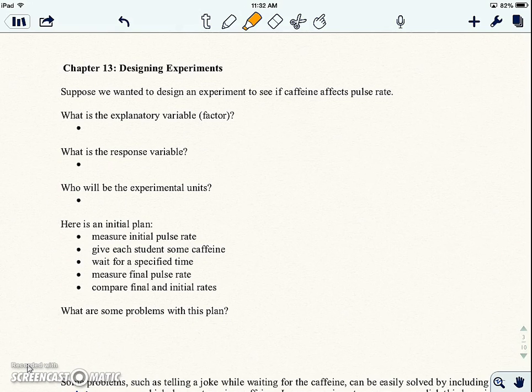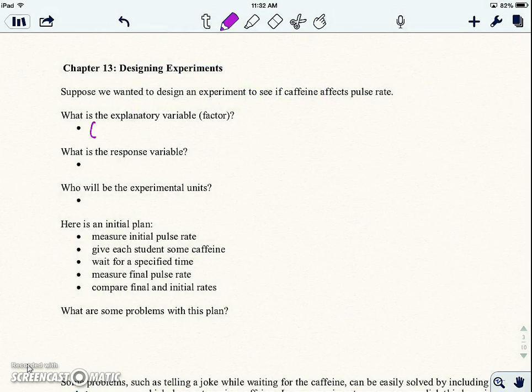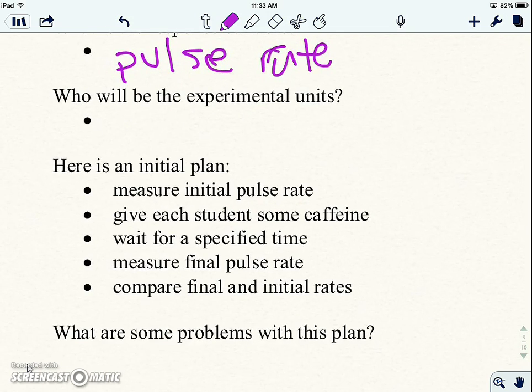All right, now we're going to talk about designing experiments because you can only do so much with observations. What if we wanted to design an experiment to see if caffeine affects pulse rate? The explanatory variable would be caffeine. Okay, that is what we're changing to see if it explains the change in pulse rate. So the response variable then is pulse rate. Okay, and our experimental units, if we did it on our kids, would be the students in the class. Notice it's the students, not just the class.